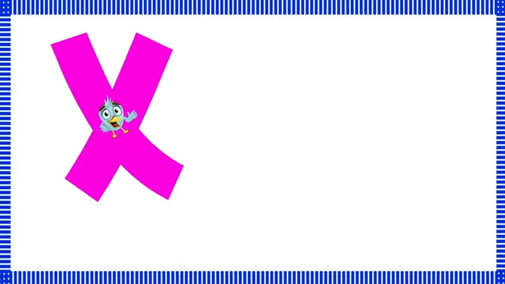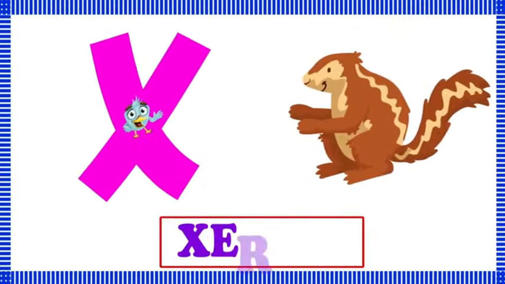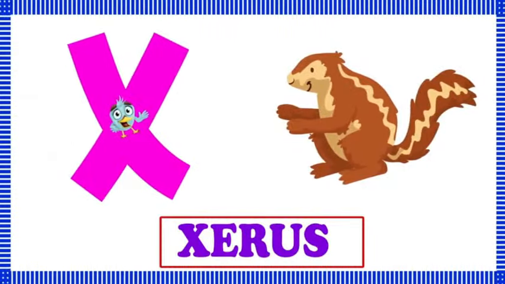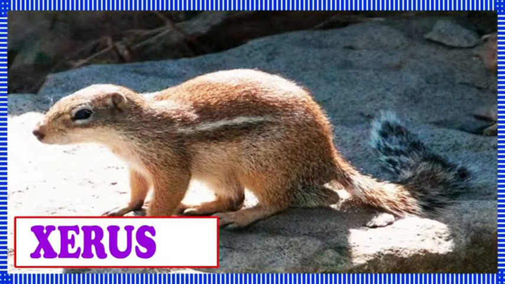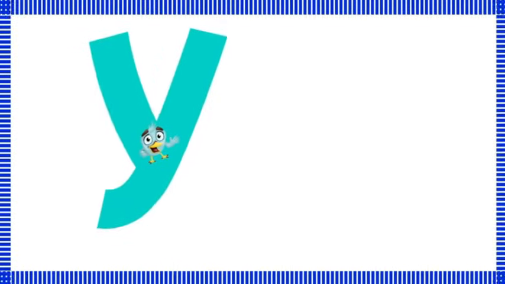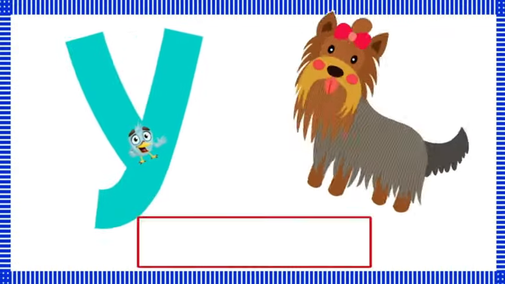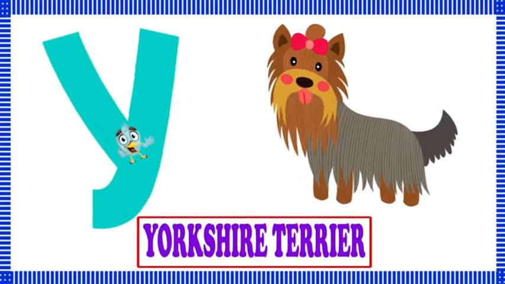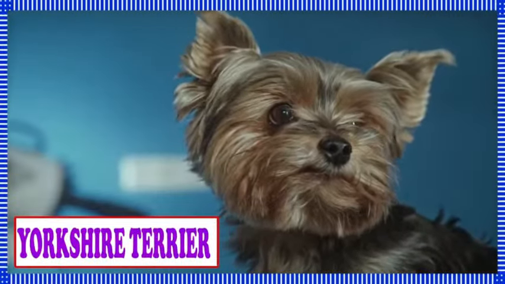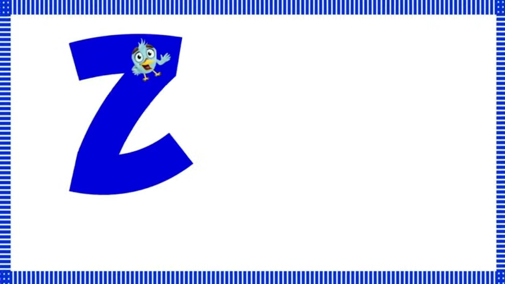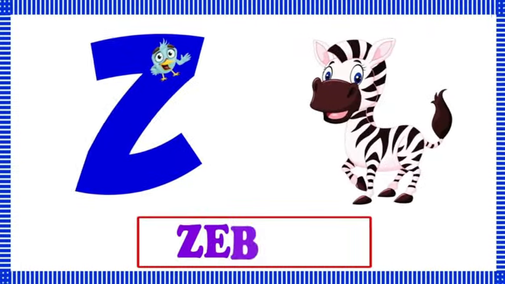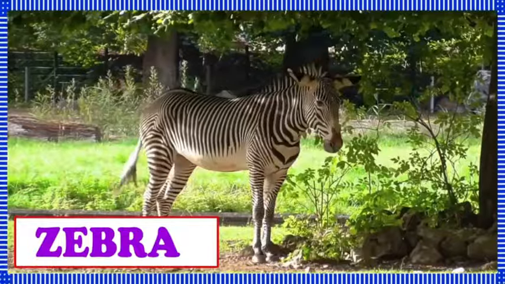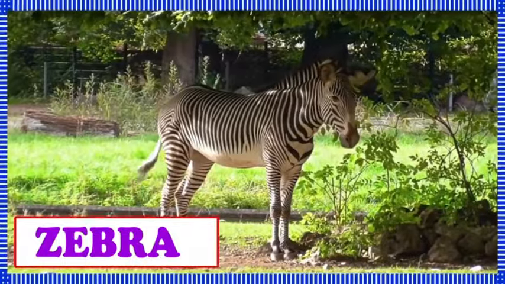S is for serious. Y is for Yorkshire Terrier. Z is for zebra.